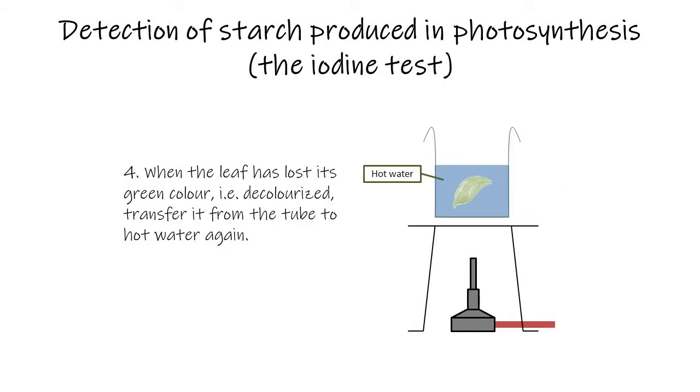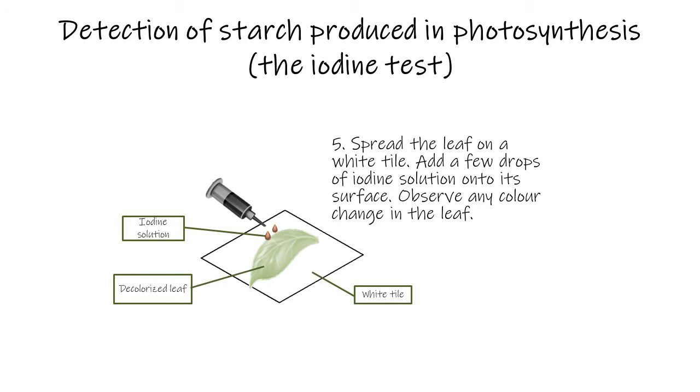When the leaf has lost its green color, meaning it's decolorized, transfer it from the tube to hot water again. Spread out the leaf on a white tile. Add a few drops of iodine solution onto its surface. Observe any color change in the leaf.